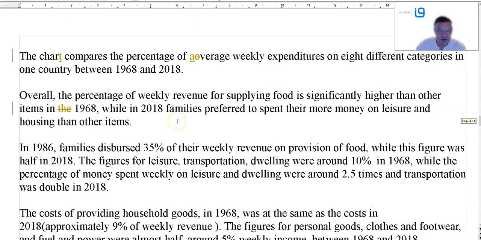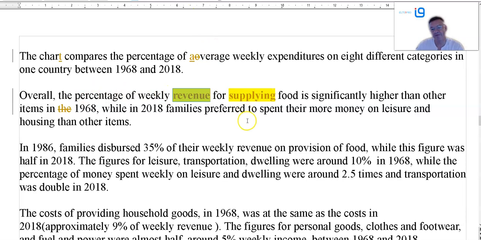Weekly revenue. Well, revenue is that which comes in. So that doesn't even work. It's what goes out. Expenditure. So how much income do they spend? And they don't supply food. They're purchasing food. So you've got synonyms that don't work or that don't mean what you think they do. But you've only got one thing. What's the general thing? What are the general trends? It's just not there.